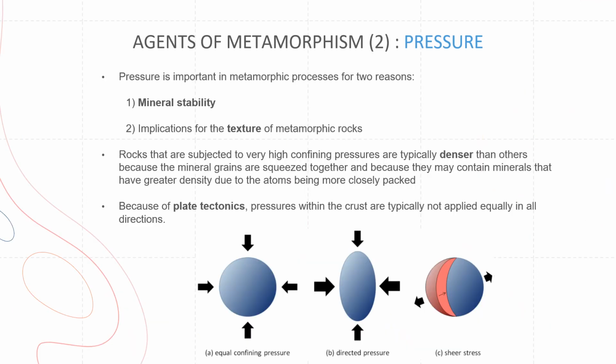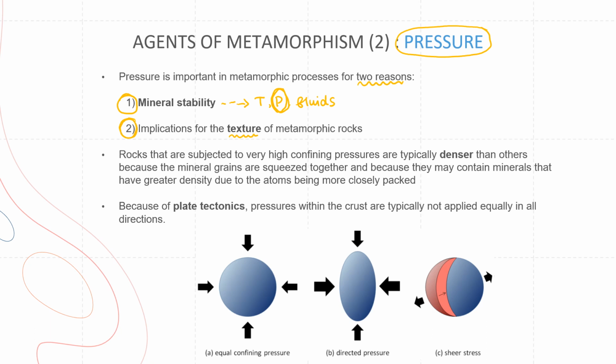Next, we will be discussing the second agent of metamorphism, which is pressure. Pressure is important in metamorphic processes for two reasons. The first, mineral stability. If we recall from earlier, mineral stability is a function of temperature, pressure, and the presence of fluids. So this is where pressure plays a part. And the second one is the implications for texture of metamorphic rocks. So how does pressure affect the texture of metamorphic rocks?